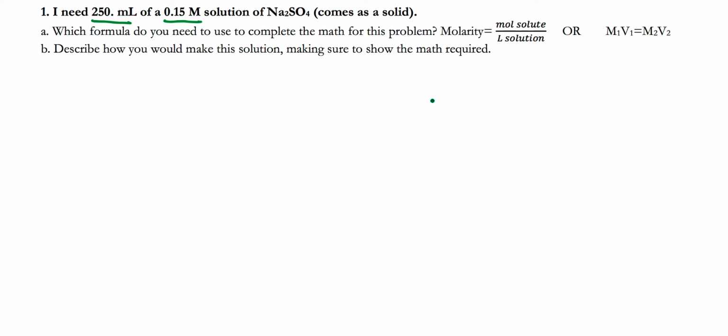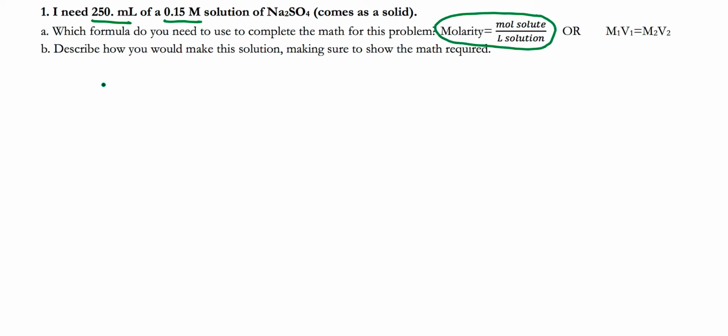So first of all, which formula do I need to complete the math? If you notice, the first formula here, molarity equals moles of solute over liters of solution, is used to determine the number of grams of solute I would need to add. The second formula is a dilution formula, and in a dilution what happens is you start with a concentrated solution and it's just helping you figure out how much of that concentrated solution I need, and then I'm just going to add water to that. So since I have a solid, the only way to measure a solid is by determining the mass of it that I need. And so I'm going to be using this first formula here.